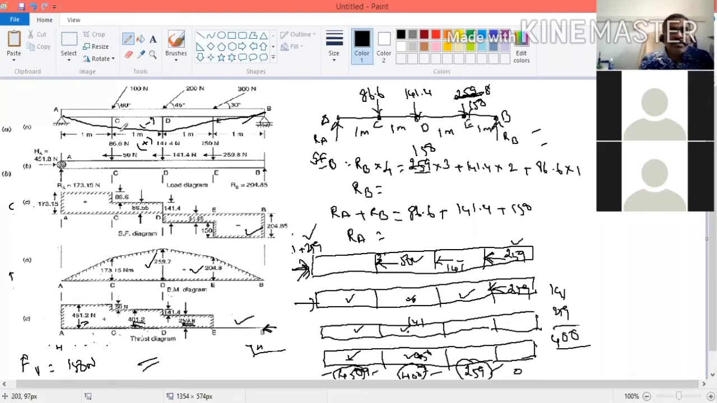What about the axial force? Axial force is a compressive force. So if it is a compressive force, what type of stress will be developed? It is a compressive stress. So the top side is also compressive. That is negative. Here also negative.